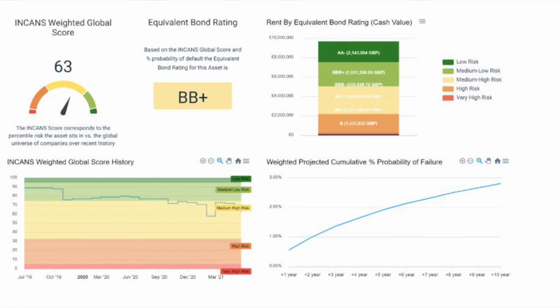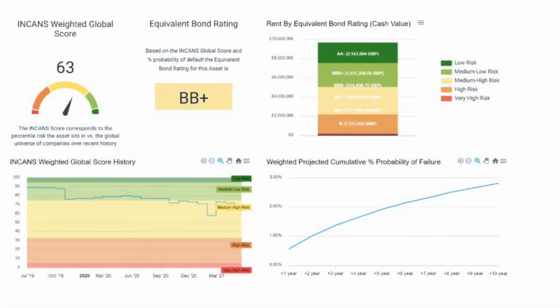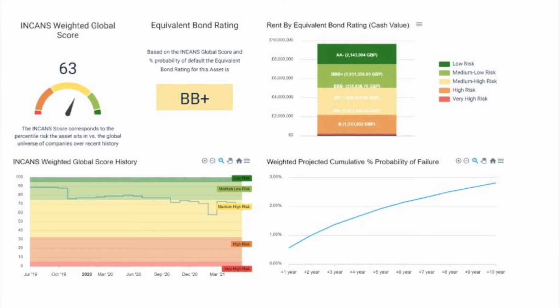The first thing that we do is we've got the INCAN's weighted global score, which in this case you can see is 63. So that's 63 out of 100, 100 being amazing and 1 being sort of death row. So that's where you sit.